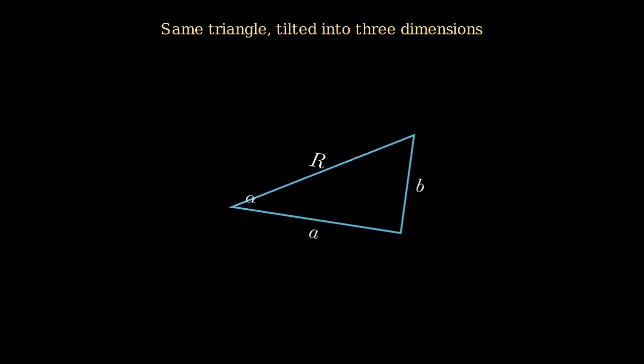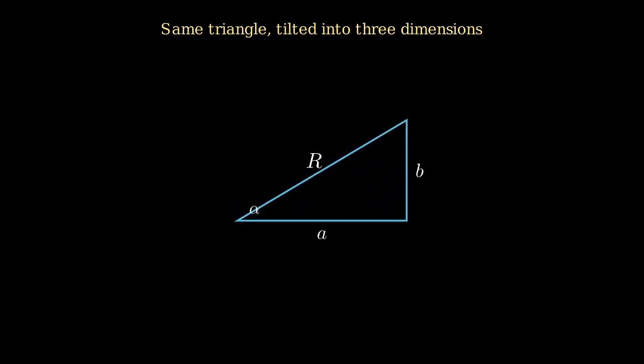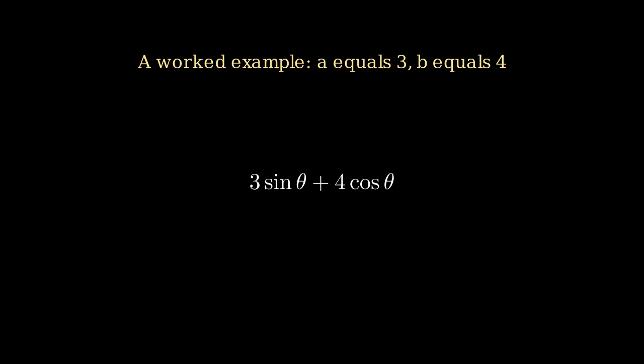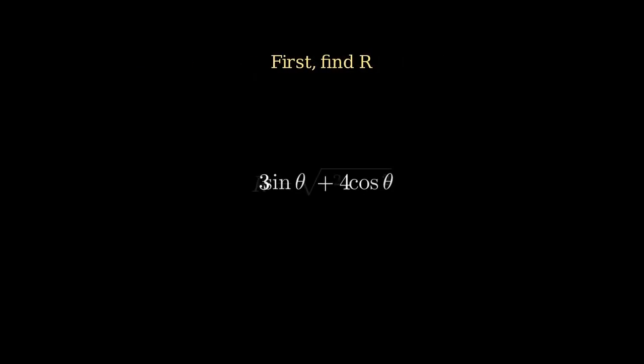Let's use this on a real example. Take 3 sin of theta plus 4 cosine of theta, a equals 3 and b equals 4. First find r equals the square root of 3 squared plus 4 squared, which is the square root of 9 plus 16, which is the square root of 25, which equals 5.